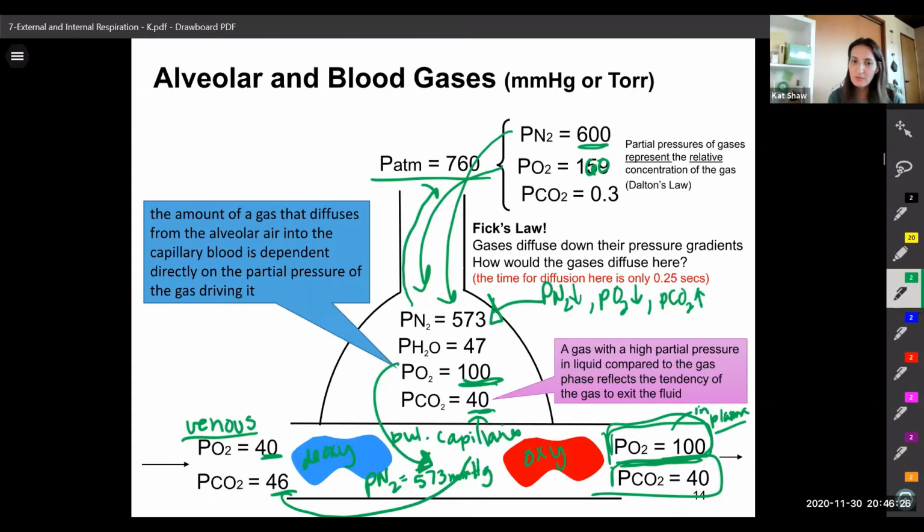And the reason why we maintain something close to that 573 millimeters of mercury, and it doesn't change very much throughout circulation, is because it's inert, because our body is not using that nitrogen gas. It just stays there. I'm just going to make that note here, being that it's inert.